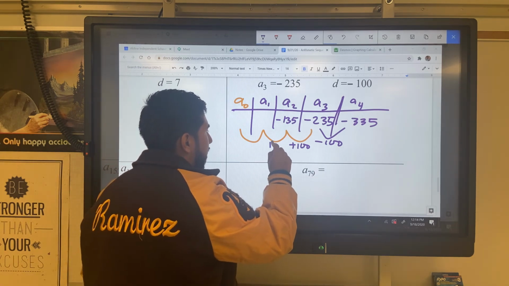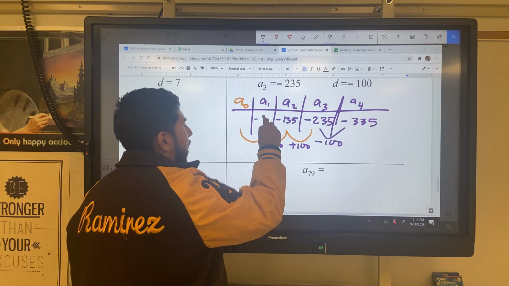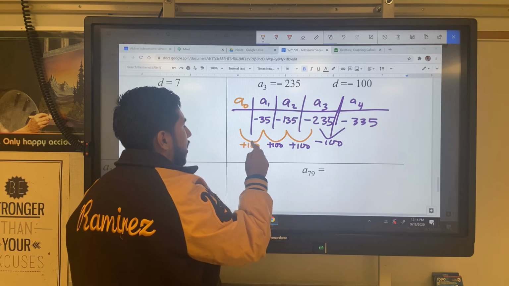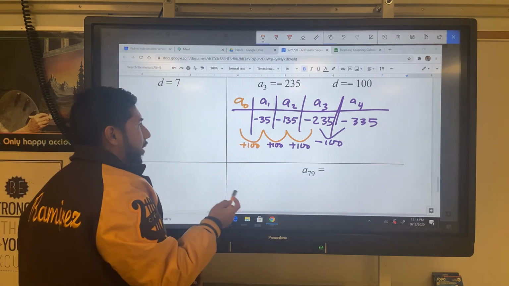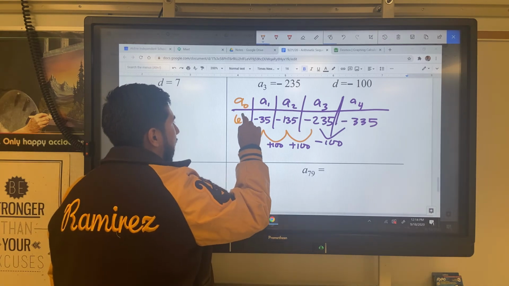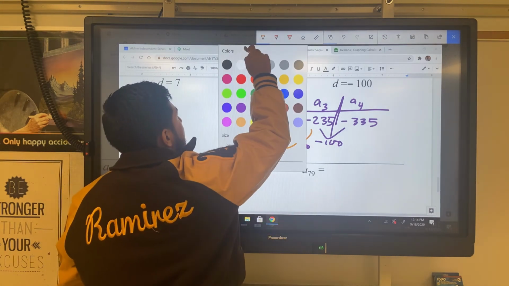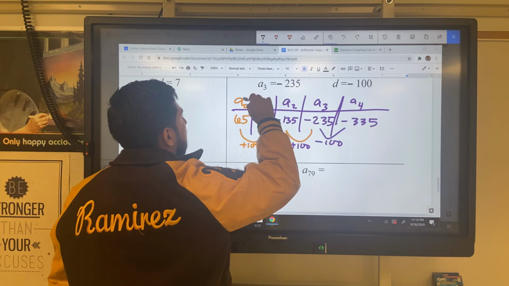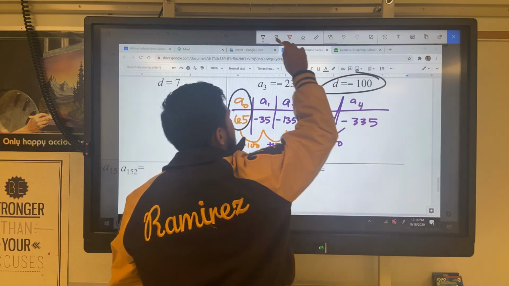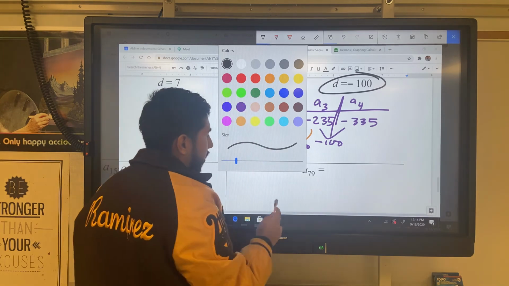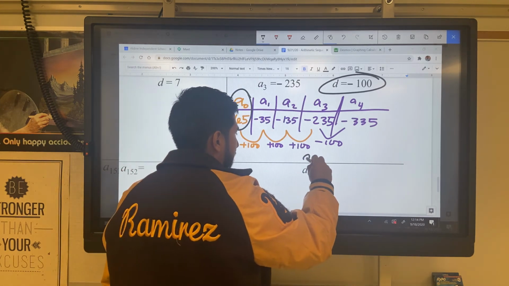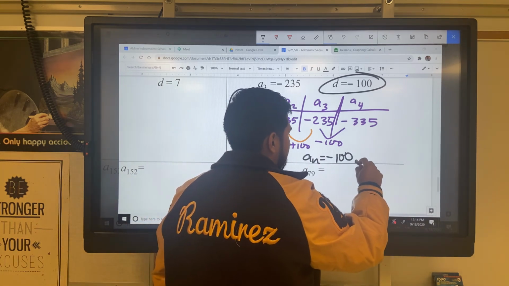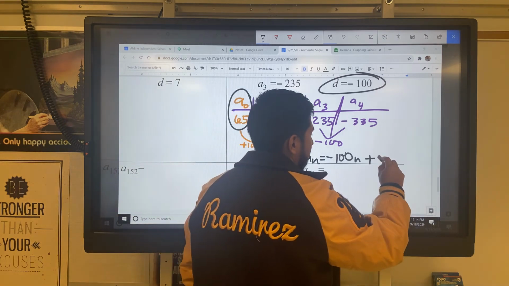Next, I'm going to do another plus 100. That gives me negative 35. And I'm going to do the last plus 100 to get my A0, which is what I want. My last plus 100, I think, is 65. And now I have the good stuff, my A0, my D. I can finish it, sorry. So An equals my D, which is negative 100, and with a positive 65.